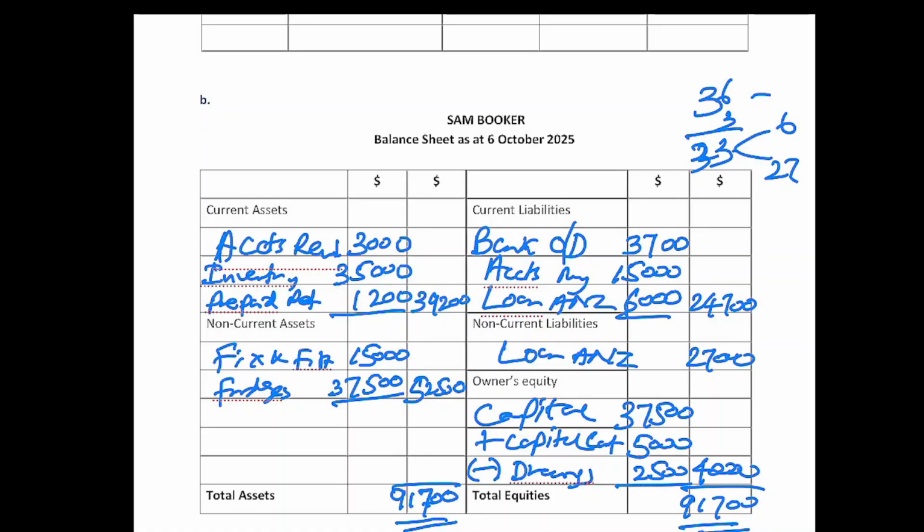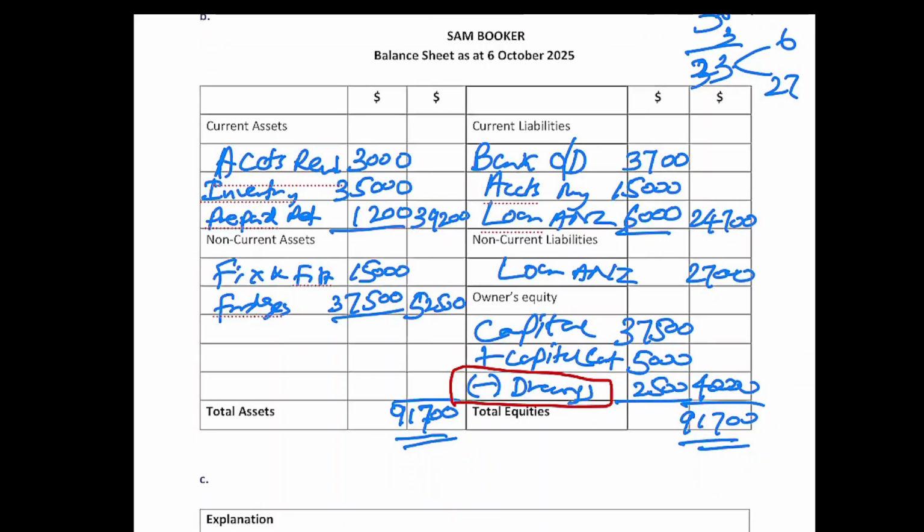Okay. Wait, if you do the plus capital 5,000, take away. If you add all the things together, for owner's equity it equals 45,000. No. Why? Because this one is minus. See, drawings. What is it? Minus 2,500. Oh yeah. Okay. Because as I told you, we don't put the brackets in the balance sheet. That's the practice in VCE.